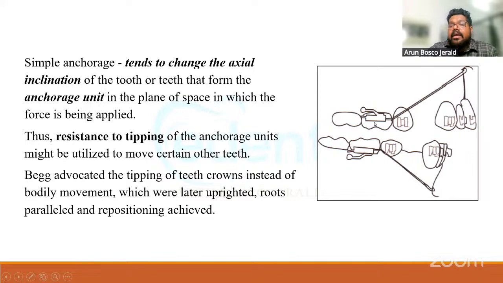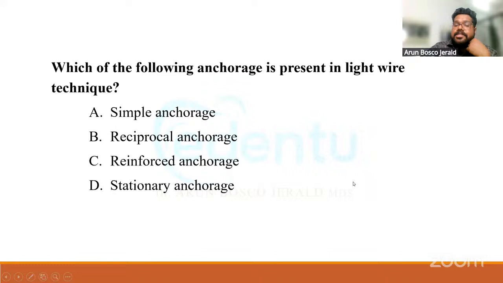Begg actually did the fixed orthodontic treatment using round wires. He didn't use any kind of rectangular wire. Instead, he used light wire, very small size round wires. Actually, what is this simple anchorage? I'll just describe these options first.